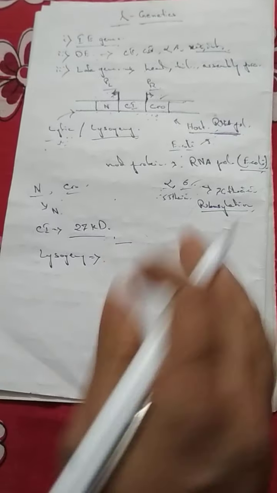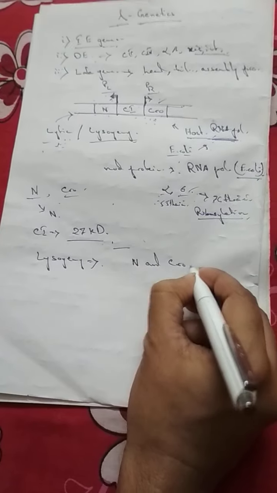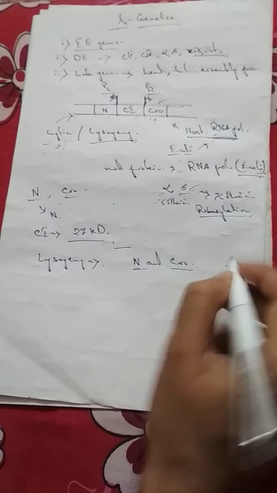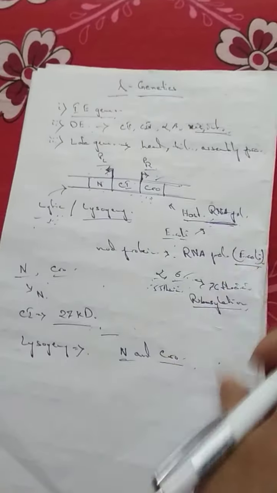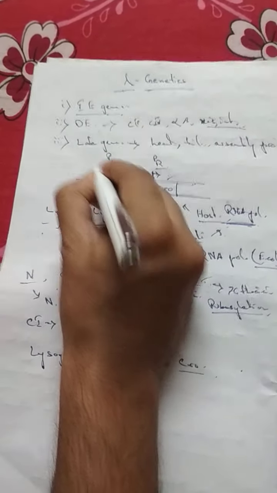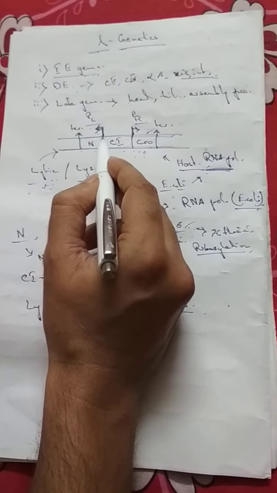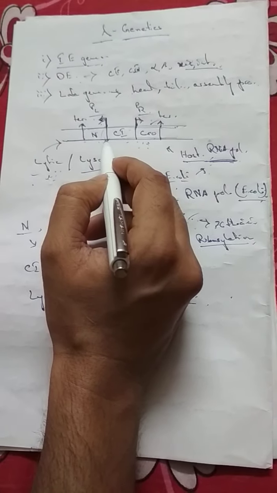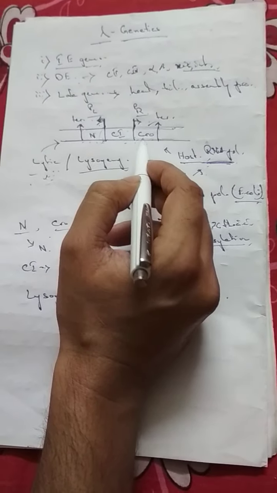Starting from the beginning, what is happening? N and CRO genes, those are the immediate early genes that I am talking about. These genes are transcribed and translated, and there is a termination sequence located here, and another termination sequence located here. So what is happening? RNA polymerase sits down here from the PL, and also from the PR, and they synthesize the N and the CRO RNA.